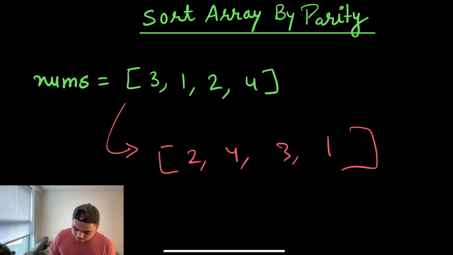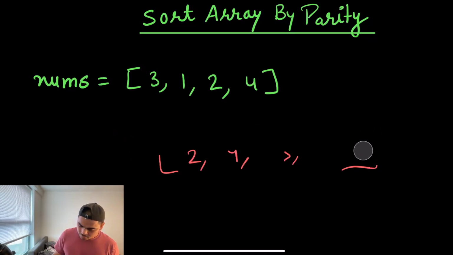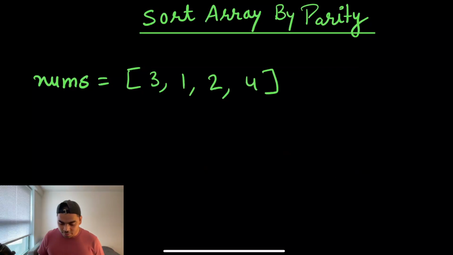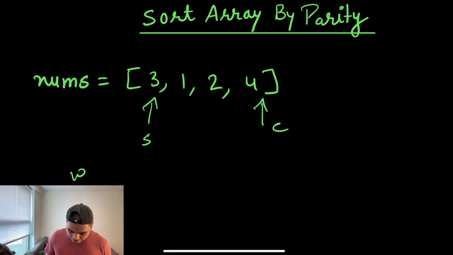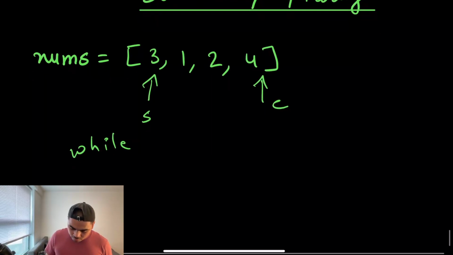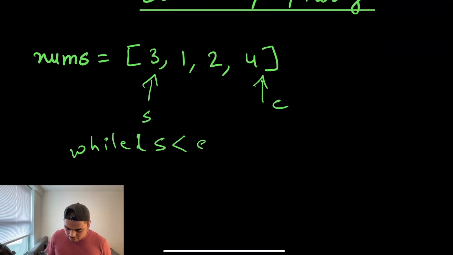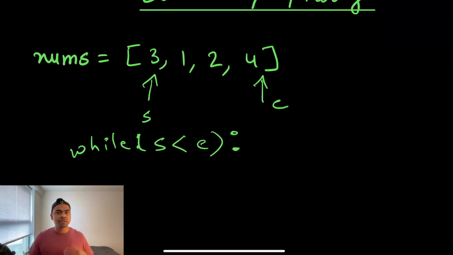So let's approach the problem. It's a two pointer problem, so we're going to have two pointers: start of the array as s and end of the array as e. Now we will have a while loop. While s is smaller than e, we have some numbers to process, and if it is just one number remaining, it was supposed to be there, whatever it is. It could be either odd or even.